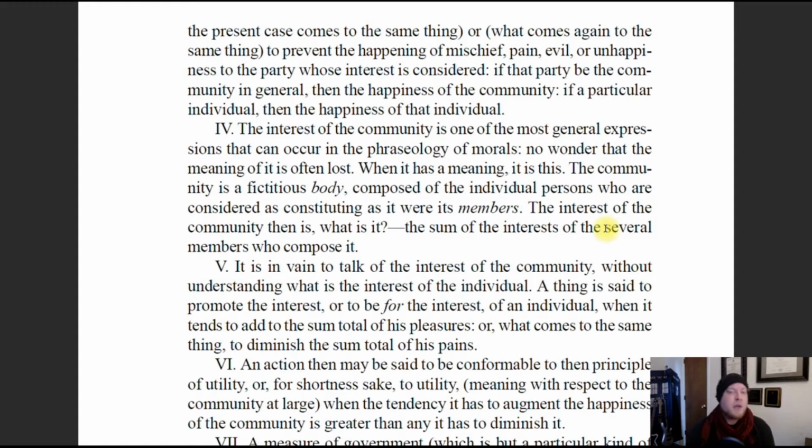The interest of the community is one of the most general expressions that can occur in the phraseology of morals. No wonder that the meaning of it is often lost. When it has a meaning, it is this: the community is a fictitious body. That is, it's not a real body as such, with members that are fused together. Community is something that we make up. That's really what the word fictitious means. Made up, kind of like a factory makes stuff. Even the words fiction and factory are related. Composed of the individual persons who are considered as constituting, as it were, its members.